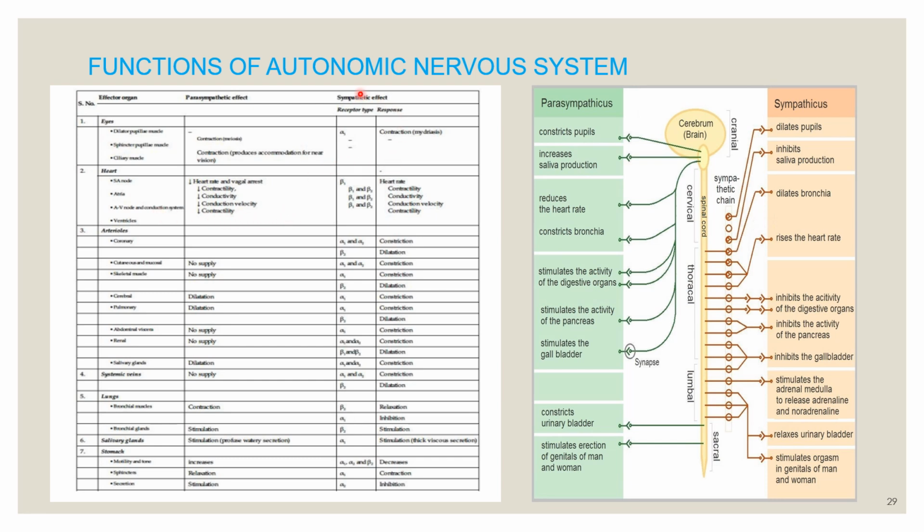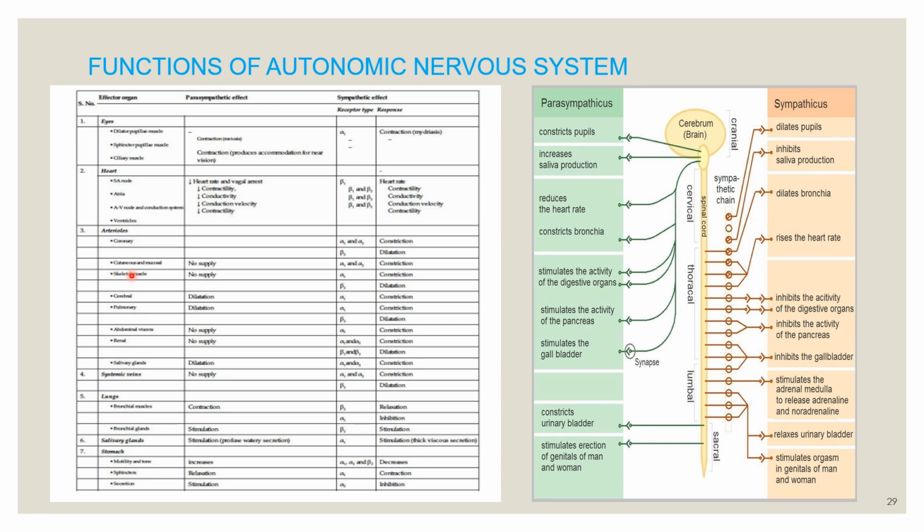And what happens if you stimulate the heart through the sympathetic nervous system? The heart has beta 1 receptors throughout, and in addition it also has beta 2 receptors, except in the SA node. If you stimulate the heart through these receptors, it leads to an increase in heart rate, an increase in contractility, and an increase in the velocity of conduction.